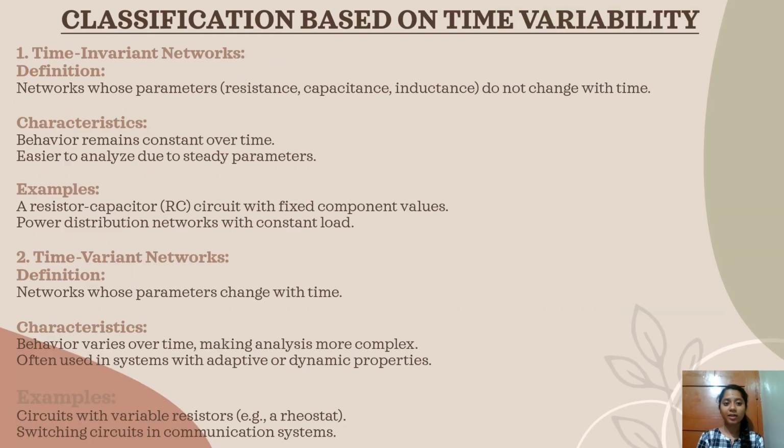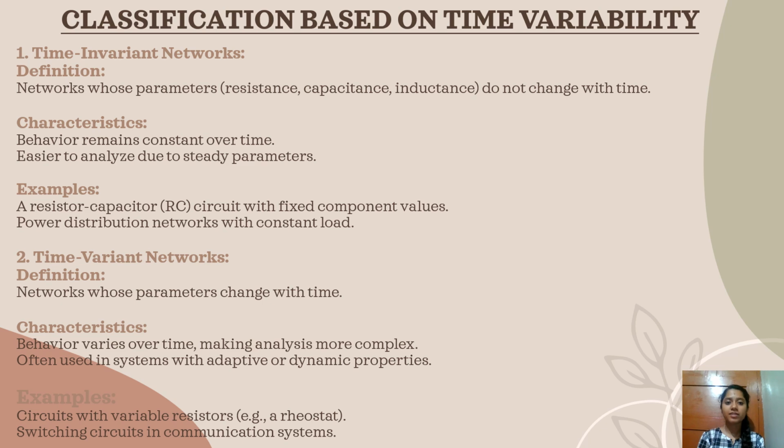So now coming to the other type of classification, that is based on time variability. So here the first one is time invariant networks. So these are the networks whose parameters such as resistance, capacitance, and inductance do not change with time. And the characteristics of these time invariant networks are: its behavior remains constant over time, and it is easier to analyze due to steady parameters. So examples are a resistor capacitor circuit with fixed component values, power distribution networks with constant load.